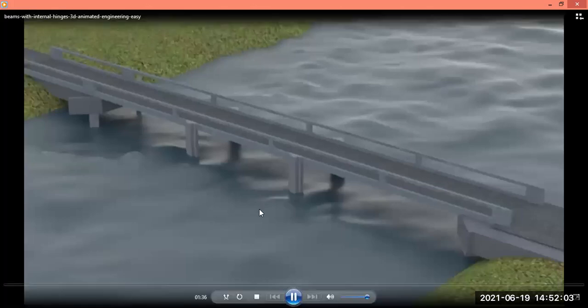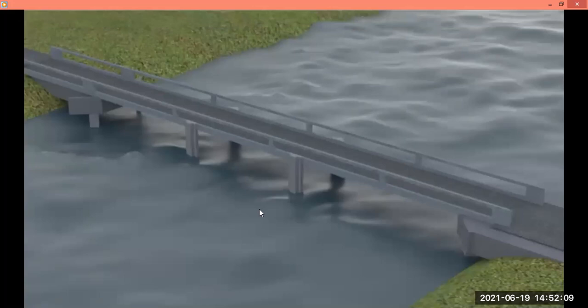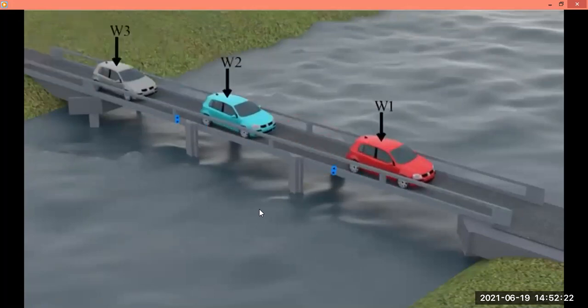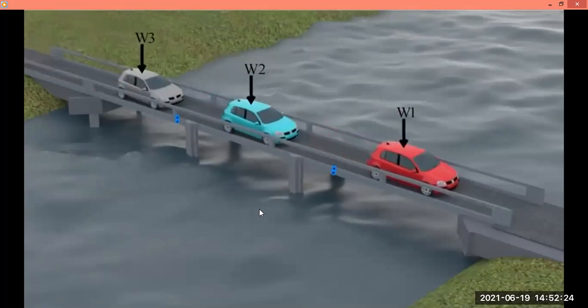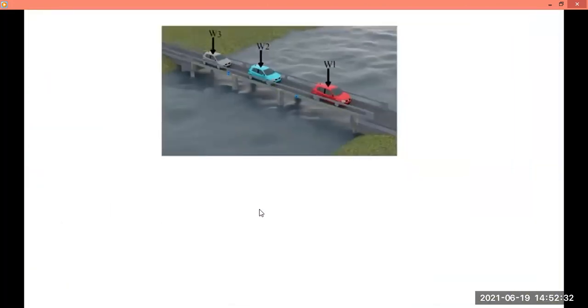Thus, one of the main purposes of introducing an internal hinge is to reduce this indeterminacy. Consider the continuous beam bridge from the previous example, but internal hinges are introduced across the section of the beam at points E and F, as shown in the figure. Let three cars, car 1, car 2, and car 3, of weights W1, W2, and W3 approach the bridge and occupy certain positions on the bridge.